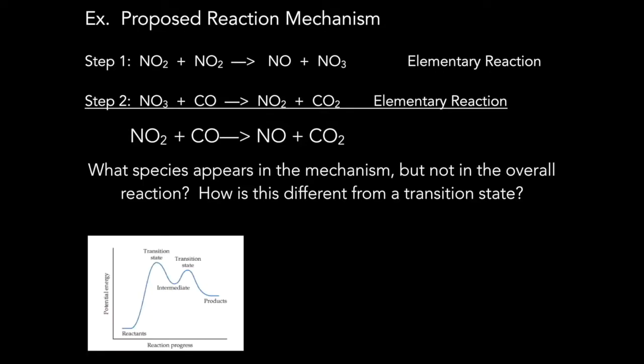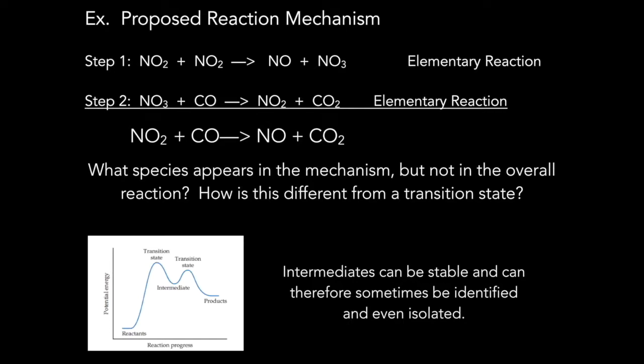Now, your intermediate is different from your transition state. Notice your transition state exists at the peak of your potential energy curve. And your intermediate is different from your transition state because an intermediate is stable and you therefore can actually identify it and isolate it, while transition states are not stable and you are unable to isolate them.